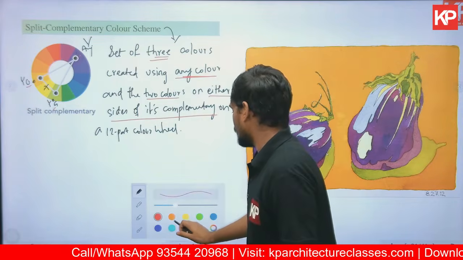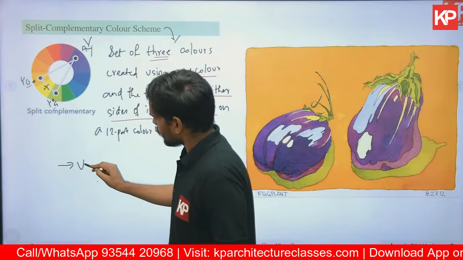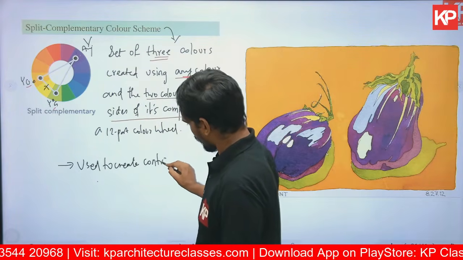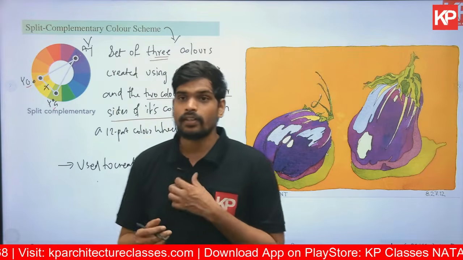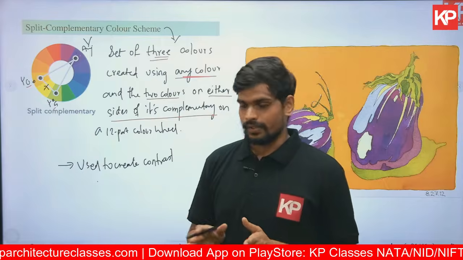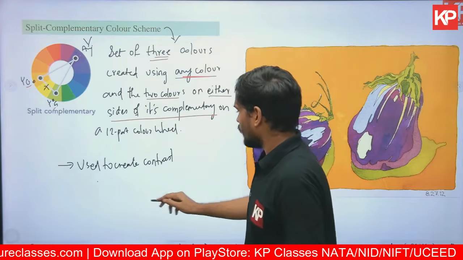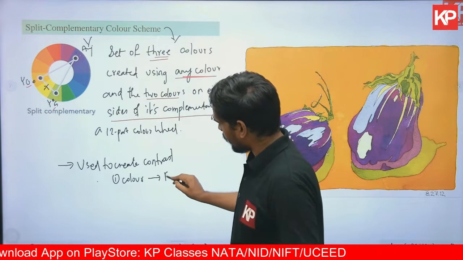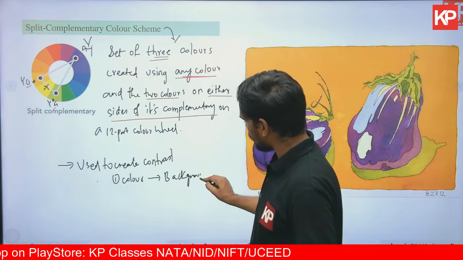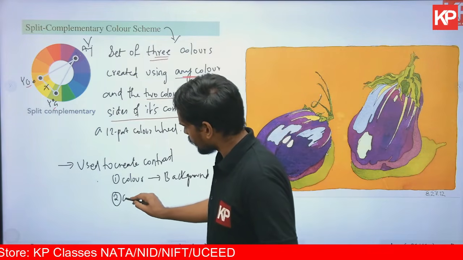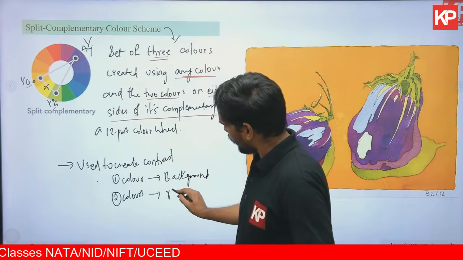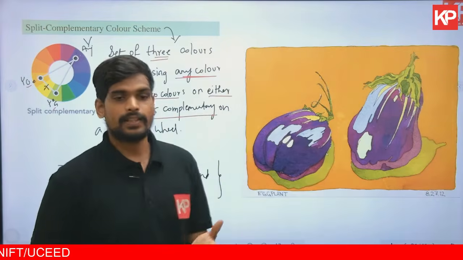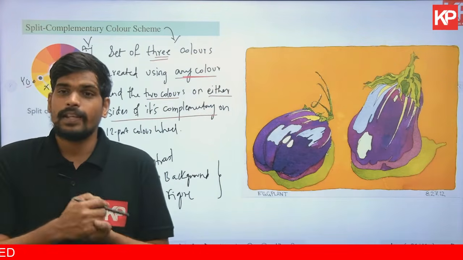Now where do we use it? It is also used to create contrast, but it is a composition of three colors. Basically, it is used to create contrast where one color is the background. One color can form the background of the composition, and the remaining two colors can form the figure. So this also is used to create contrast like figure and background, just like how we discussed in the fruits and the red background picture a while ago in complementary.